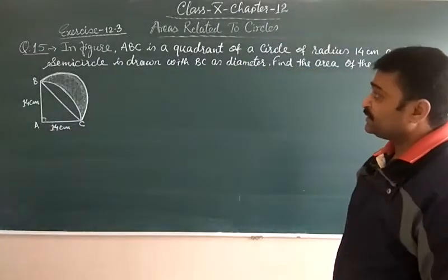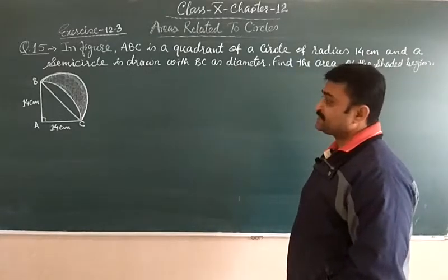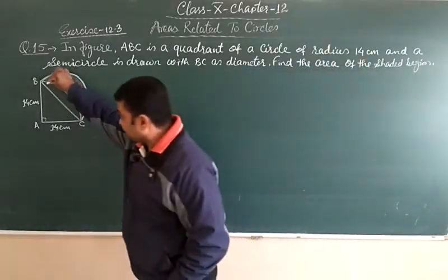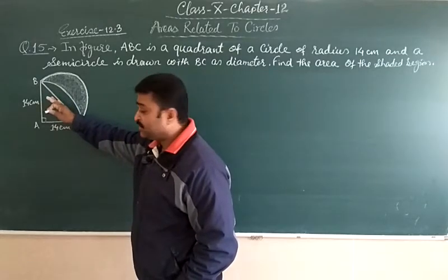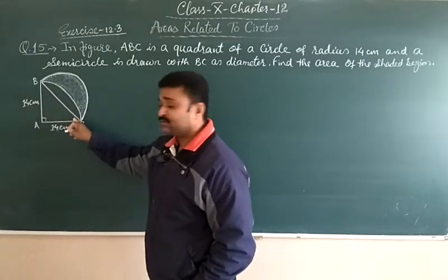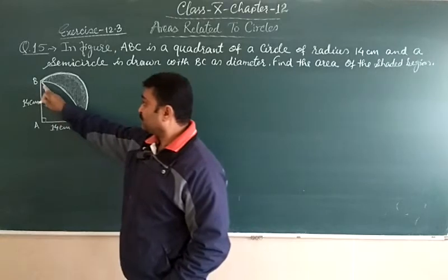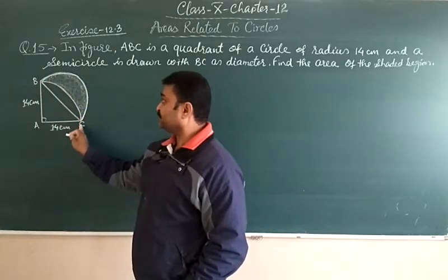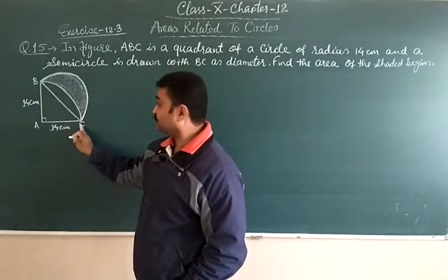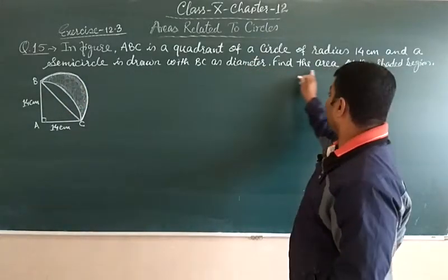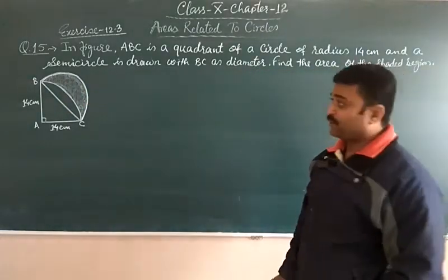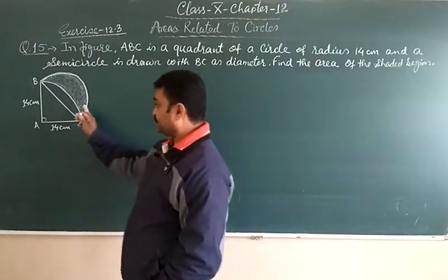And a circle is drawn with BC as diameter. This BC is the side of this triangle. On this side, taking it as diameter, a circle, or sorry, a semicircle is drawn. Find the area of the shaded region. We have to find the area of the shaded region.